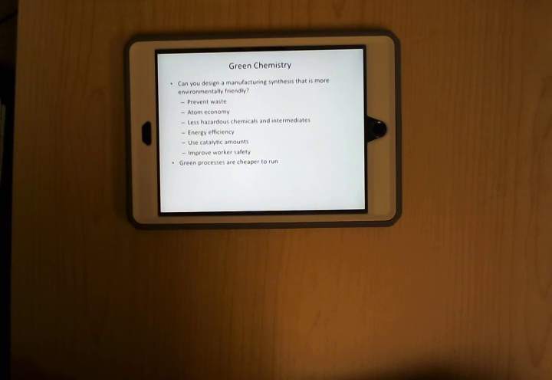Green processes. The question was always, what about green as far as money versus green as far as environmental? And it turns out that with green processes, we've never come across an instance where it's more expensive to run than something that's not environmentally friendly. So they go hand in hand. It works on the economic side, it works on the environmental side, and everybody's happy.